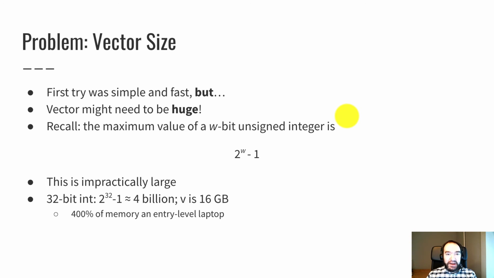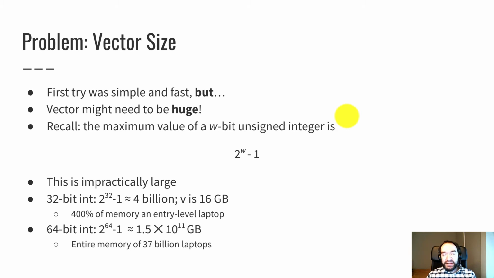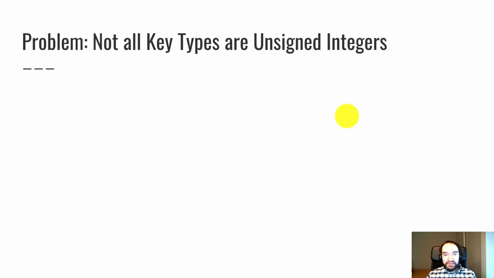If you buy a laptop and want to create a hash table data structure in it, but too bad, you need 4 laptops just to make one hash table to store some data, that won't work. That's not practical at all. And then this gets even more off the hook if we have 64-bit integers. 2 to the 64th power minus 1 is about 1.5 times 10 to the 11th gigabytes of space to store one hash table data structure. That's about the memory of 37 billion laptops. So is this going to work out that every time we create one hash table data structure, we have to buy 37 billion computers to store it on? I don't think so. That's not going to work. So that's one deal breaker right there.